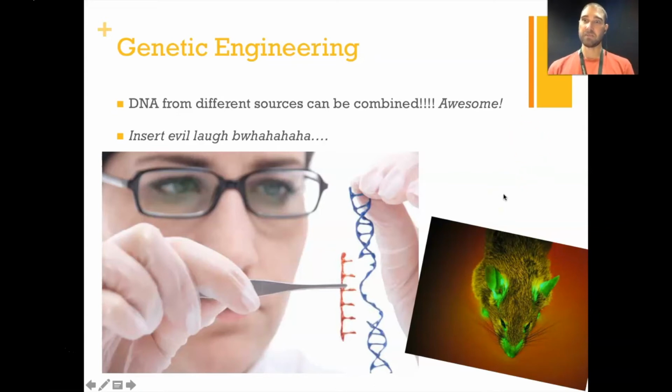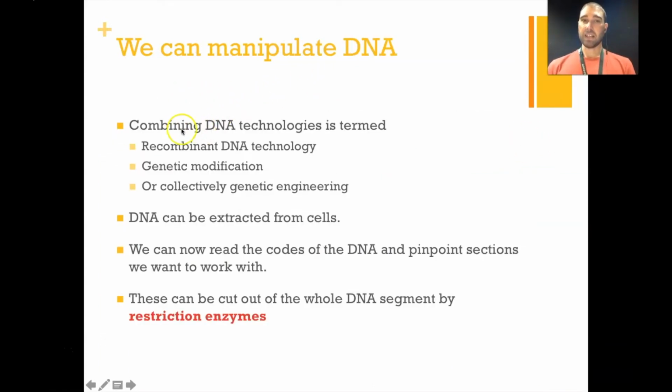What's the advantage of this? So we can manipulate DNA. Combining DNA technologies, we can call it recombinant DNA technology. This is where we take DNA from one species and combine it in another species. That's where the recombinant comes from. We can call it genetic modification, or we can just call all of it genetic engineering.